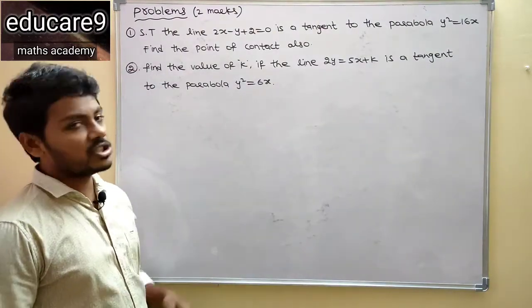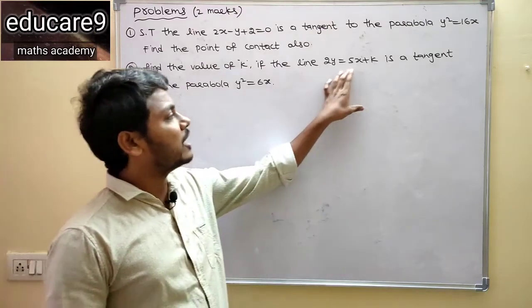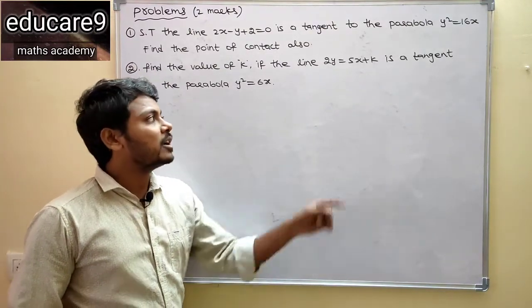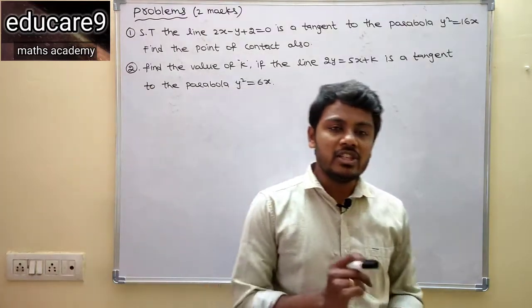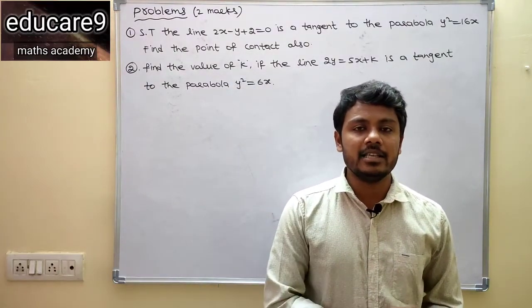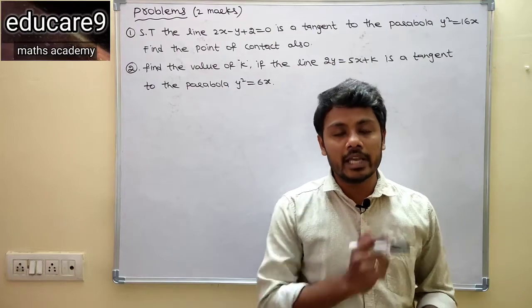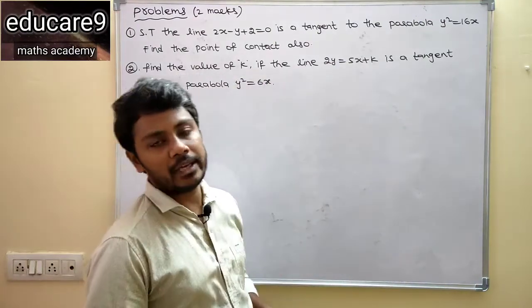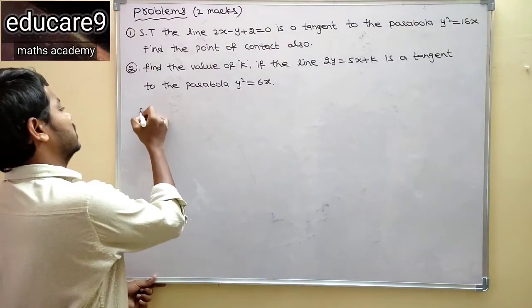So see the second problem. Find the value of k. The line is a tangent to the parabola. So you know that if a line is a tangent to the parabola, then the condition is c equals to a by m. So from that condition, you can find the value of k. So see the solution.